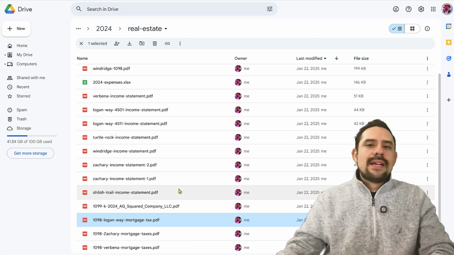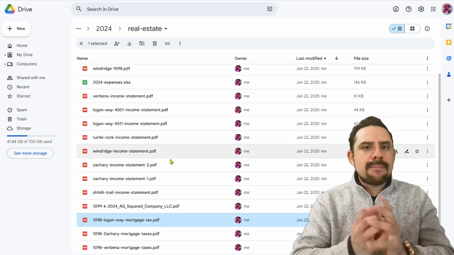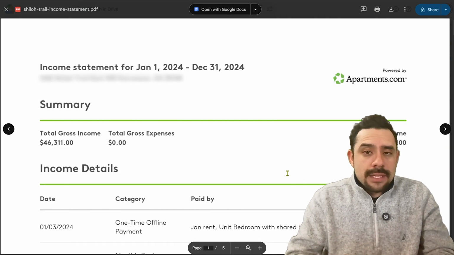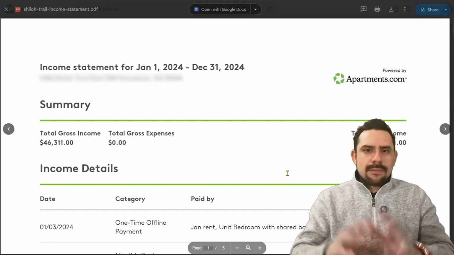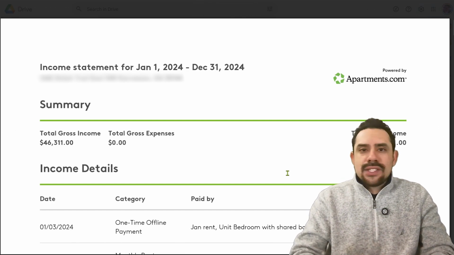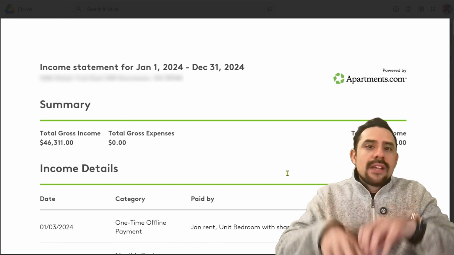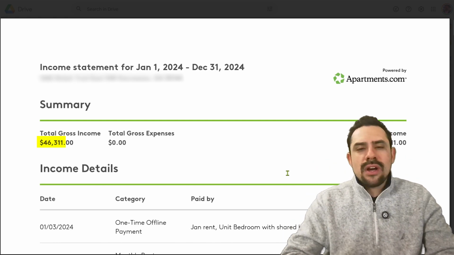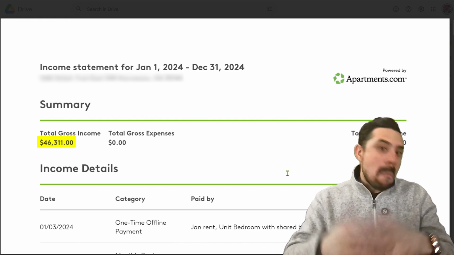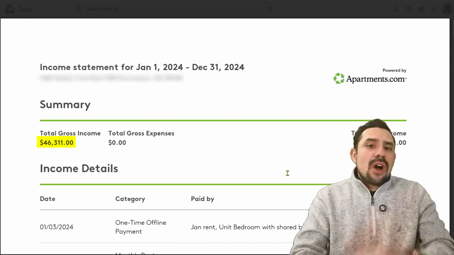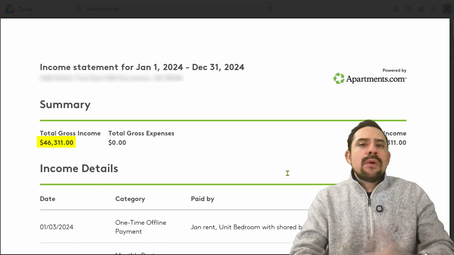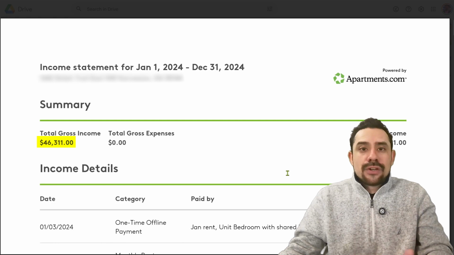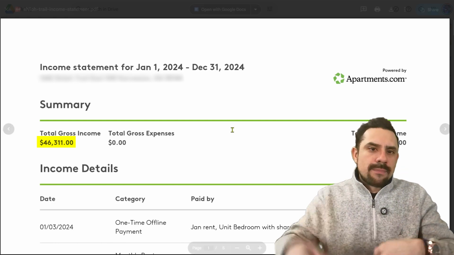Okay, next up, let's take a look at the income statement files from apartments.com, which is actually a revenue statement. As you can see, this is incredibly simple. Per property, I just make note of the total income. For this particular property, I made a total of $46,311 in revenue. Pretty good. I don't call this income because this amount, for the most part, pays for the previous values we noted: the mortgage, repairs, utilities, and so on.